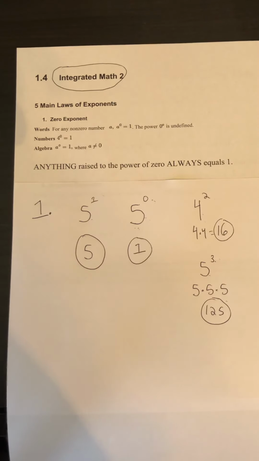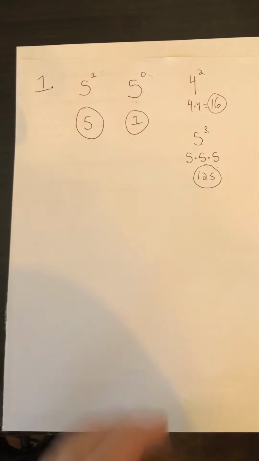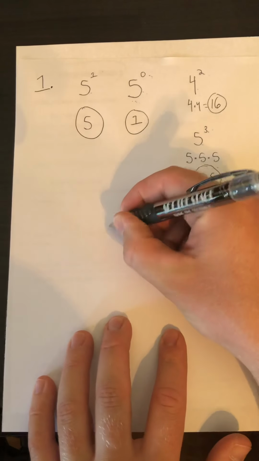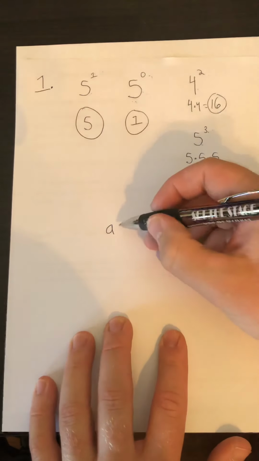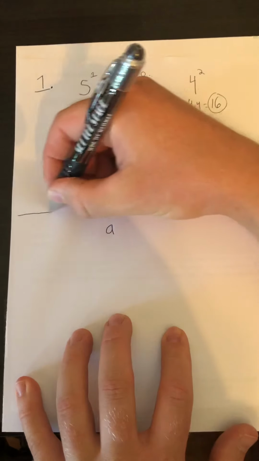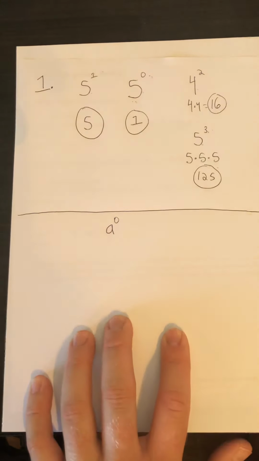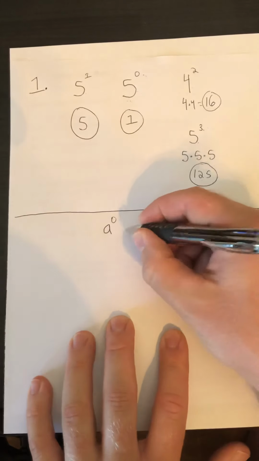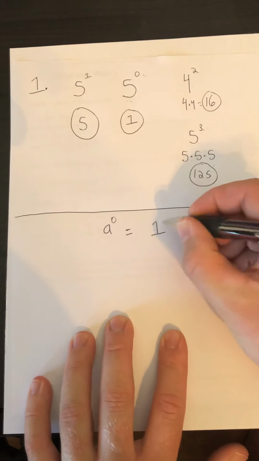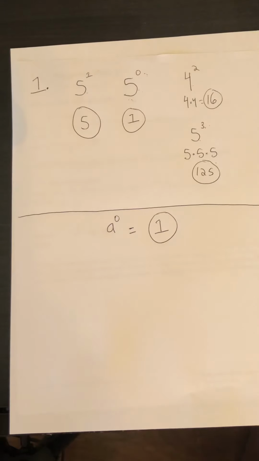So I'm hoping you guys see a little pattern here. You're like, okay, Mr. Wallace, well, what about if we have, I don't know, a variable? If I have a, I'm going to do another example here. What's a to the power of 0? Well, it doesn't matter what a is. Anything to the power of 0 always equals 1. It doesn't even matter if we have a variable.